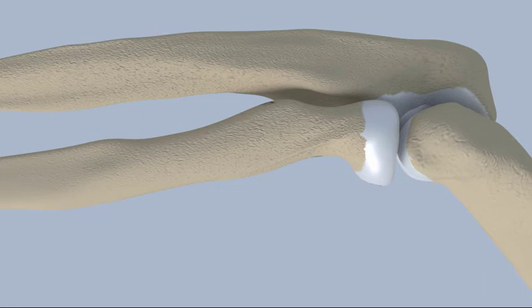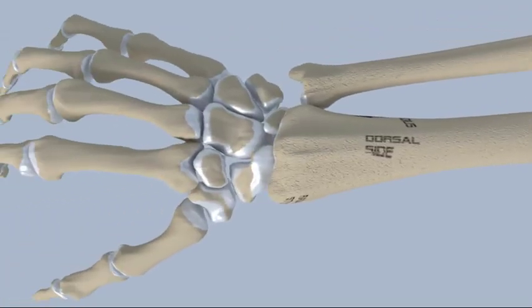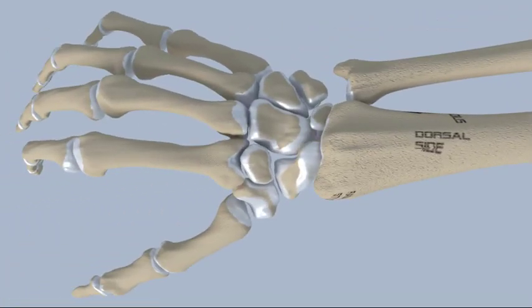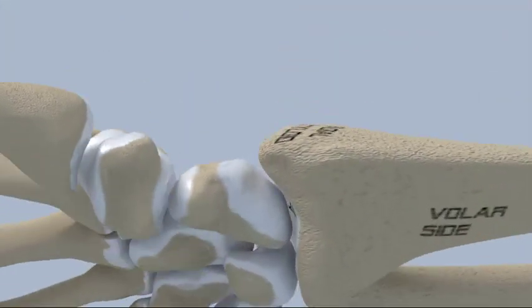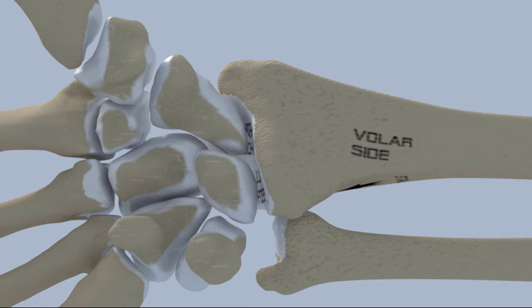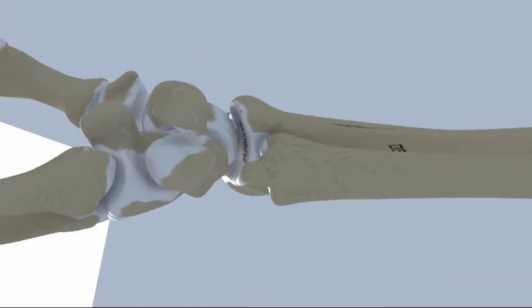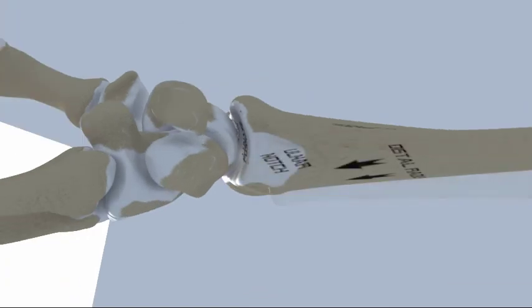As we follow the shaft of the radius, we reach the lower or distal end of the radius. This is where the radius meets the wrist. The back of the wrist is called the dorsal side. The front of the radius, the same side as the palm of the hand, is known as the palmar or volar side. At the distal radius, we have another site where the radius fits against the ulna, the ulnar notch.